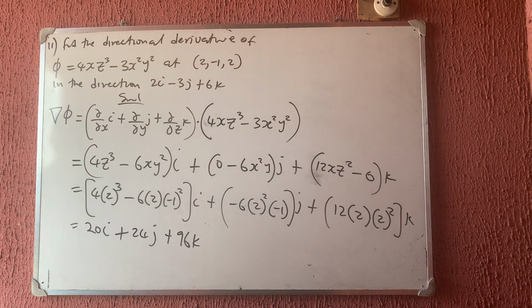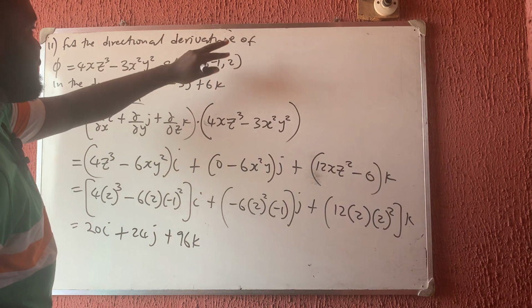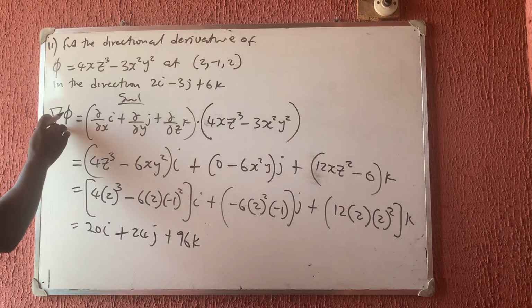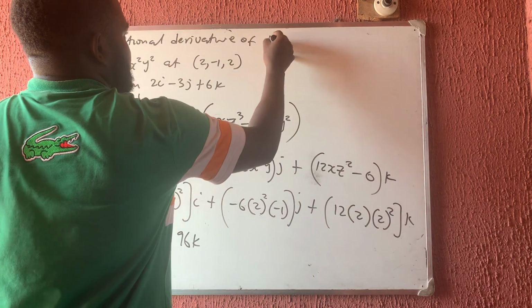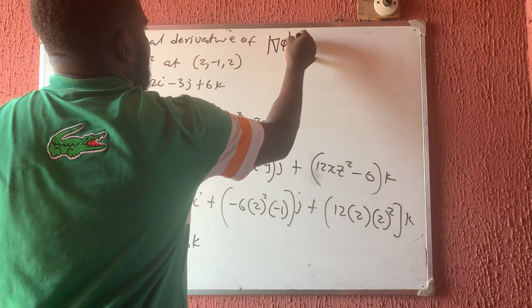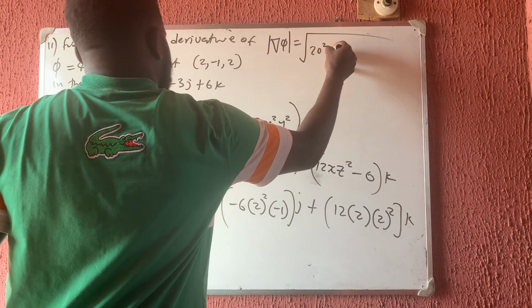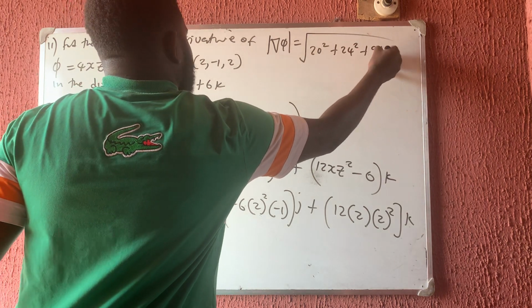Now they say we should do the vector to work on this. They say find the directional derivative of this at this point in the direction of this. So how do you get that? Now it's very, very simple. We need to get the magnitude of that. Okay, so let's call this vector. We need the magnitude of this vector. So the magnitude of this vector will now be the square root of 20 squared plus 24 squared plus 96 squared.